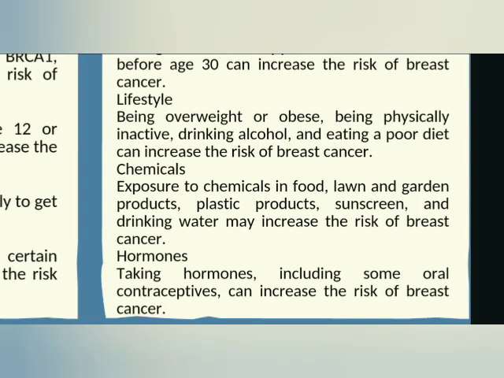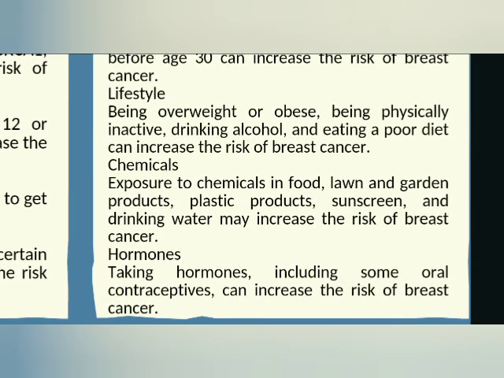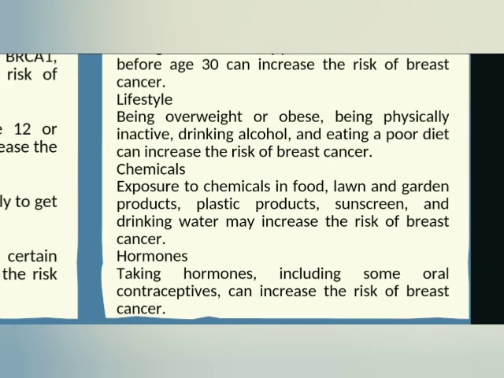Next is lifestyle. Being overweight or obese, being physically inactive, drinking alcohol, and eating a poor diet can increase the risk of breast cancer. Next is chemicals. Exposure to chemicals in food, lawn and garden products, plastic products, sunscreen, and drinking water may increase the risk of breast cancer. Next is hormones. Taking hormones, including some oral contraceptives, can increase the risk of breast cancer.